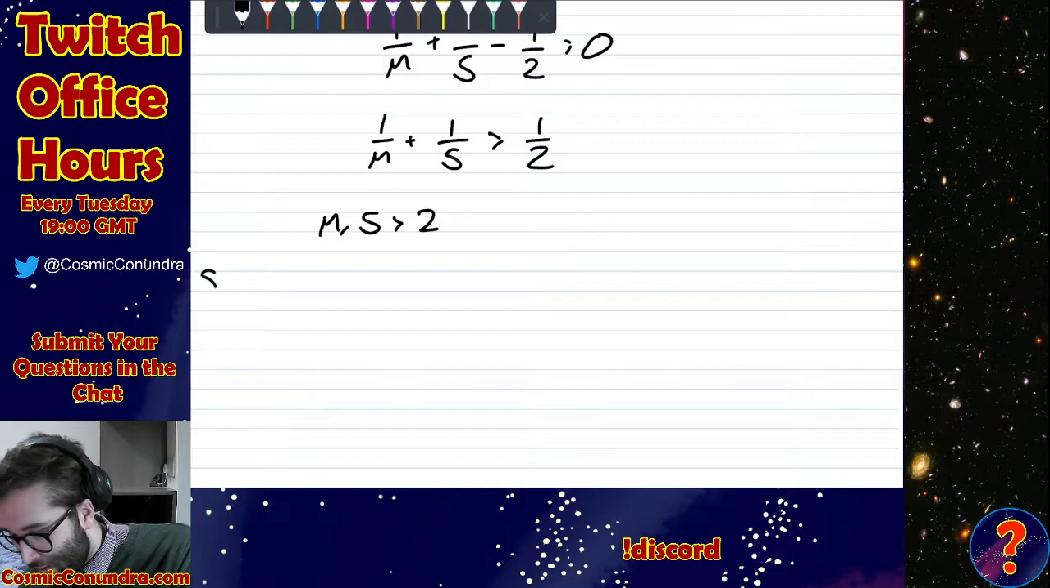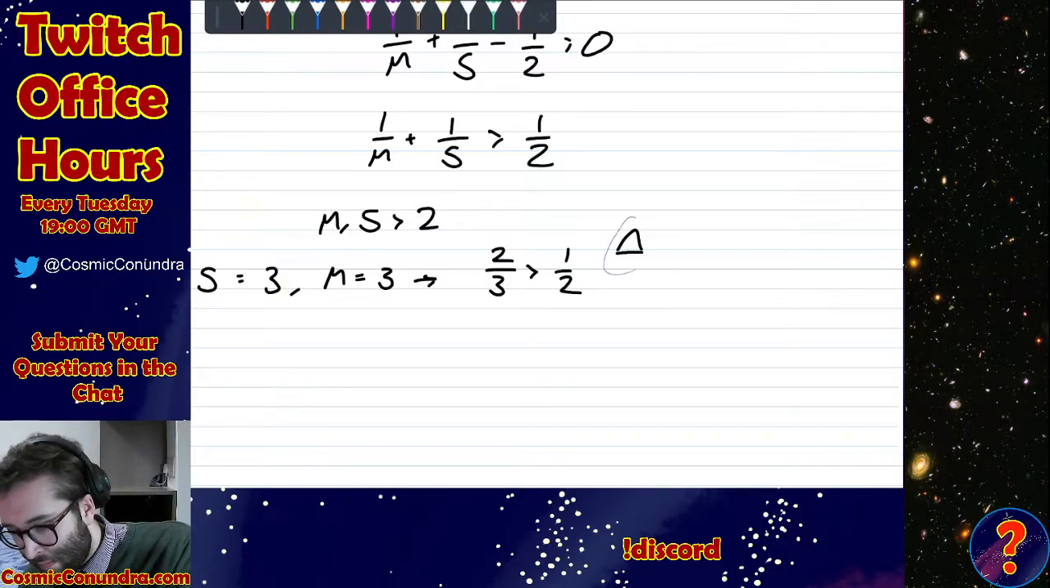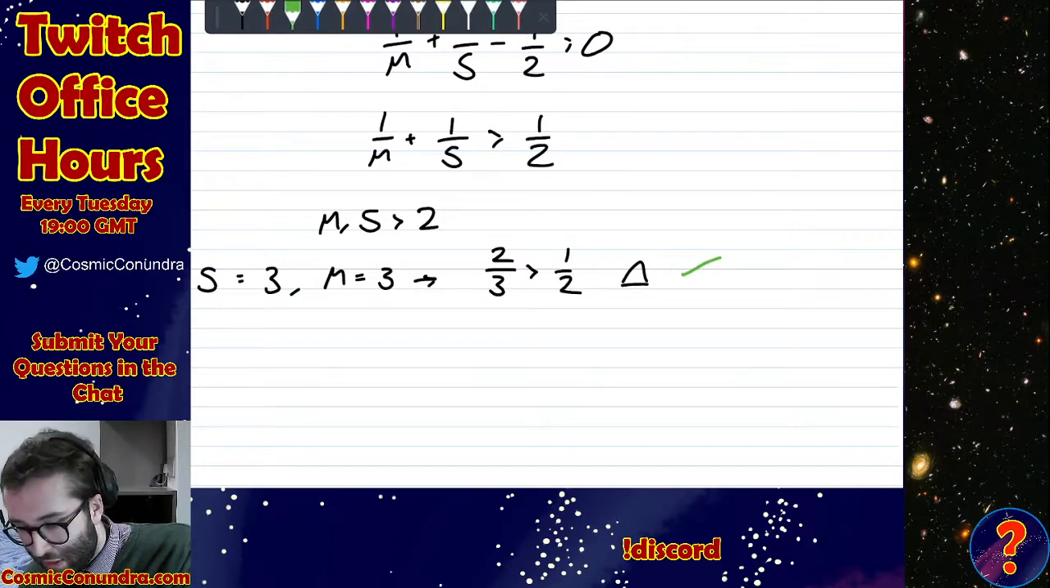We can say, well, let's start with the number of sides of the face being 3. So this would be a shape with triangular faces. And if the number of sides of the shape is 3, let's try 3 of these triangular faces meeting at a vertex. So s is 3 and m is 3. Well, that gives us 1 over m plus 1 over s is equal to 2/3, a third plus a third. And that's certainly bigger than a half. So this pair does satisfy the condition.